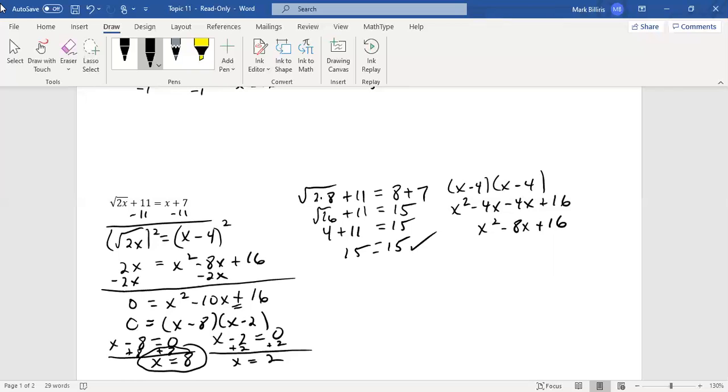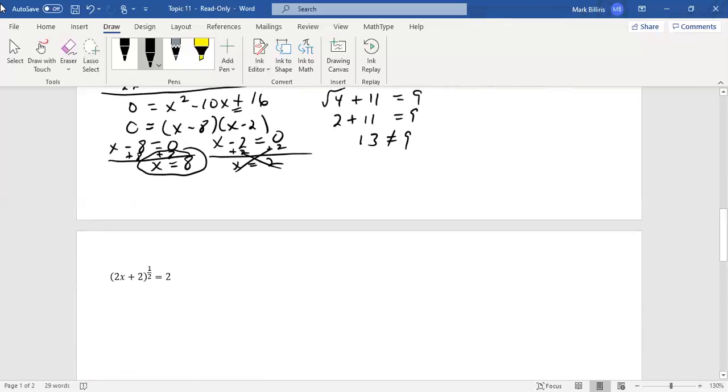Now I have to do the same thing for 2. So I'm going to plug 2 in. So I'd have the square root of 2 times 2 plus 11 equals 2 plus 7. So the square root of 2 times 2 would be the square root of 4 plus 11 equals 9. We know the square root of 4 is 2. And 2 plus 11 is 13, and 13 does not equal 9. Therefore, 2 is an extraneous solution. So our only solution to this problem is x equals 8. Always check your answers.